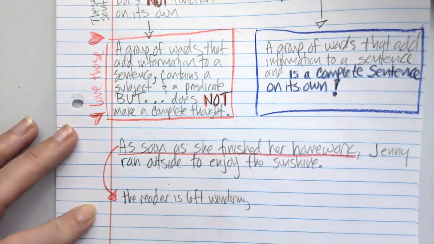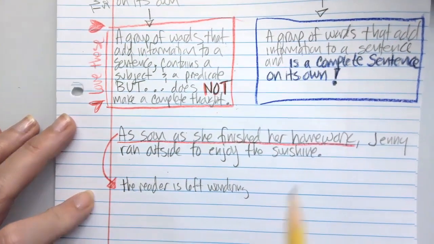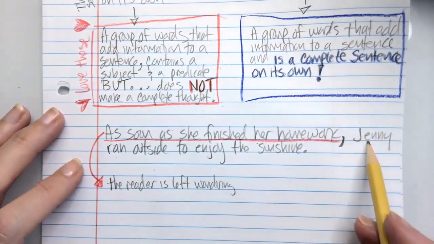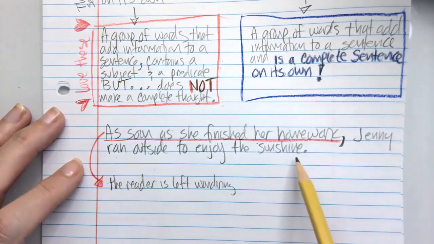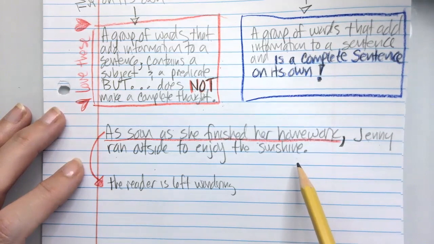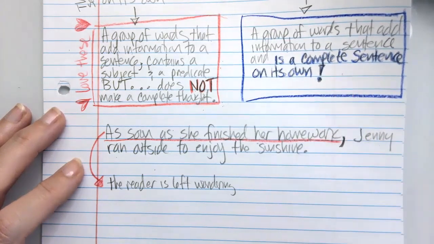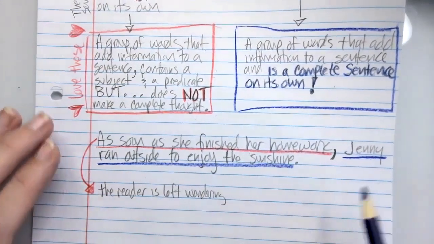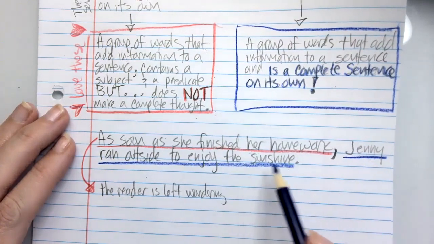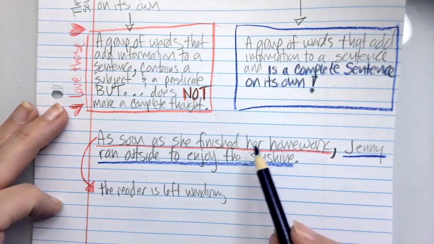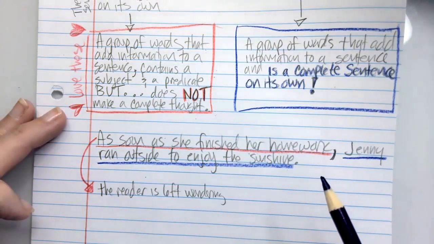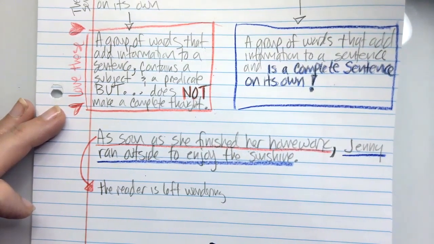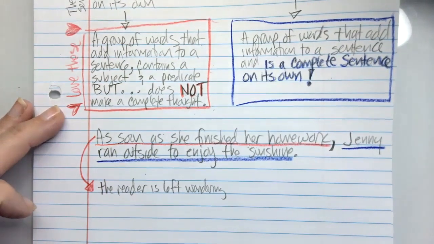We don't want our reader to be left wondering. Okay. And so how do we make that not happen? Well, we pair this up with its best friend, the independent clause. Jenny ran outside to enjoy the sunshine. Would you say that that is a complete sentence on its own? I would. So let's go ahead and underline that in dark blue because that means it is an independent clause. Jenny ran outside to enjoy the sunshine. If we have that following this, hey, we've got a great sentence. Because what did this dependent clause do? It just added some very interesting information to our sentence, which we always want to aim for.